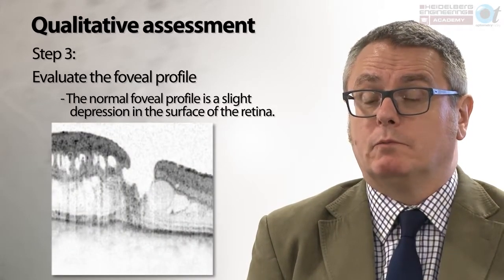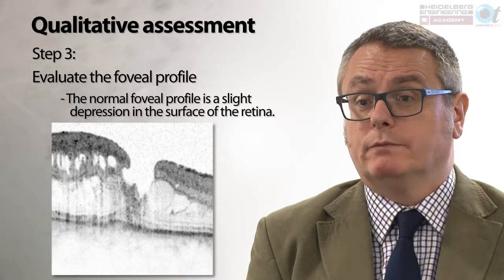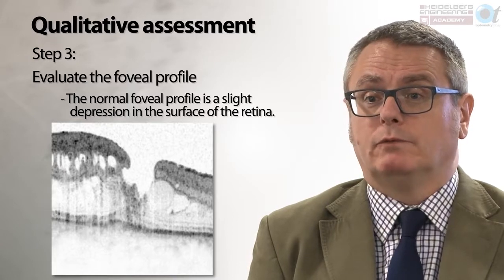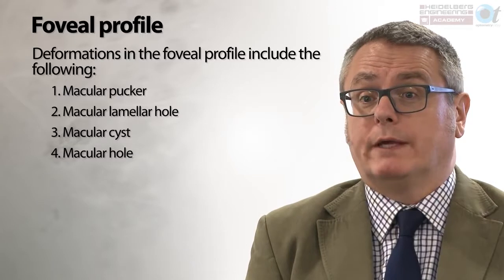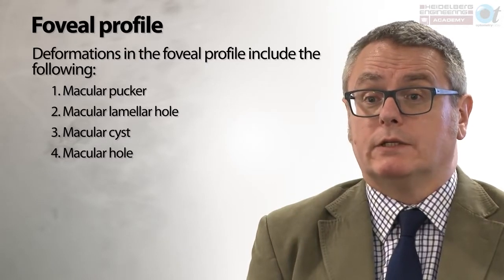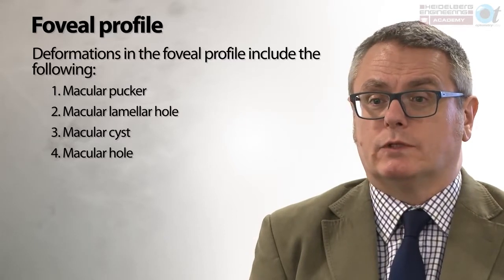Again, a patient with cystoid macular edema secondary to vascular occlusion. Again, we've got an abnormal foveal profile. Common causes, therefore, are macular pucker, lamellar holes, macular cysts, and the 4 stages of macular hole. Again, this is not intended to be an exhaustive list.